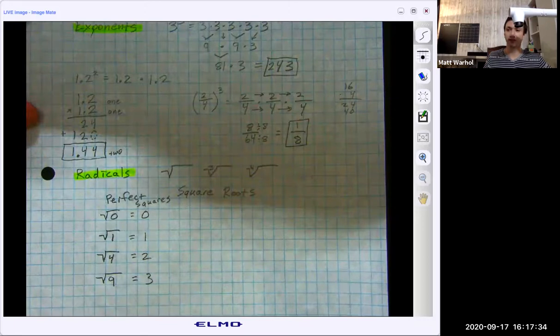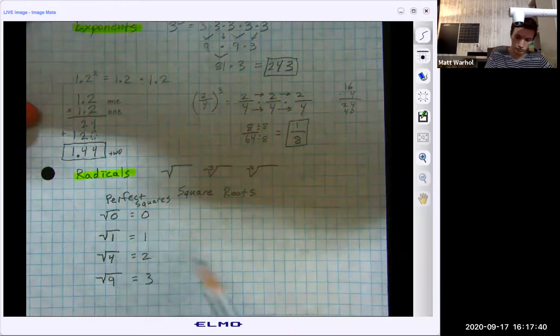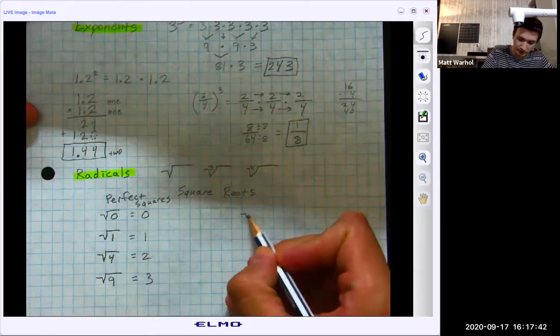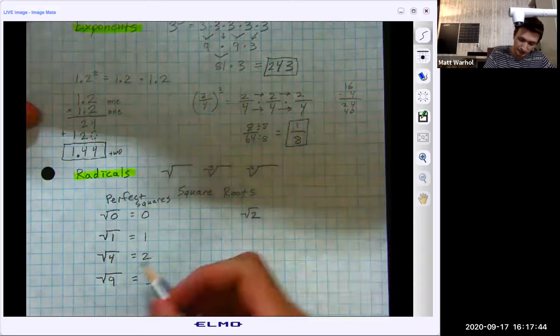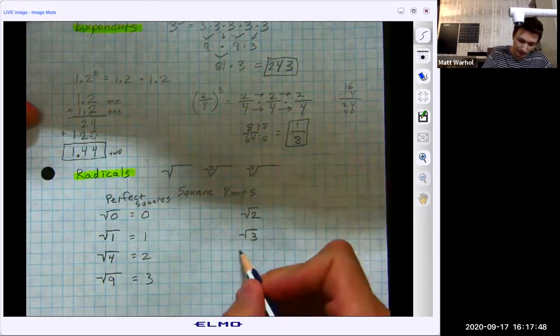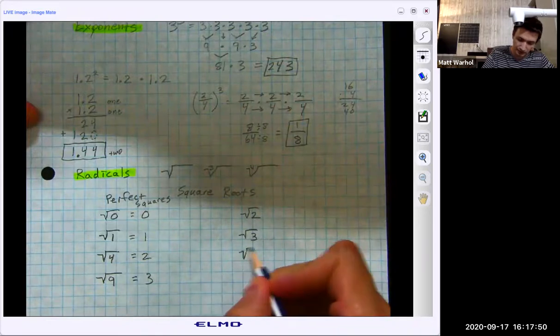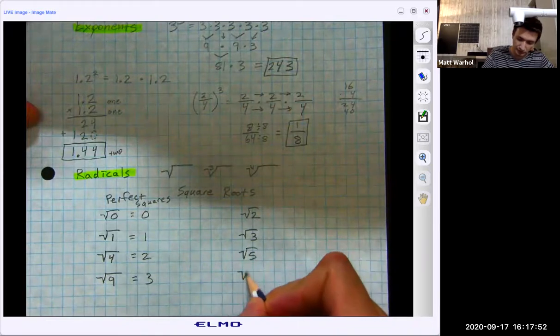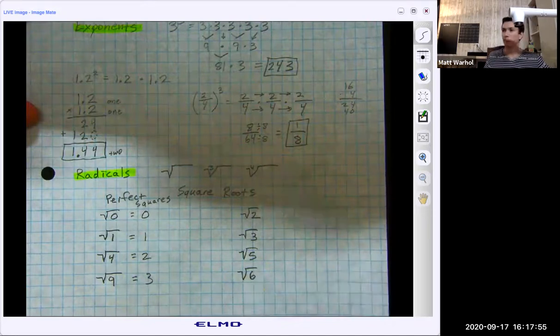That's not always the case. Actually, that doesn't happen very often. Over here, we skipped the number 2. I wonder what we would get if we did the square root of 2. We also skipped 3. I wonder what we would get if we did the square root of 3. We did square root of 4. What about the square root of 5? Or we'll do one more, the square root of 6.